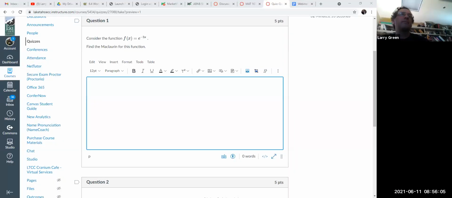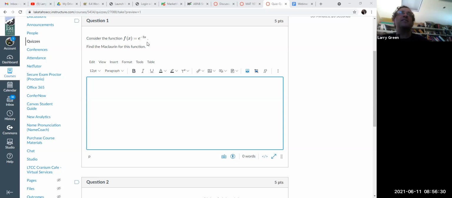I'm going to share my quiz screen. Okay, so we have our quiz. And the question is, consider the function f of x equals e to the negative 2x. Find the Maclaurin series for this function.